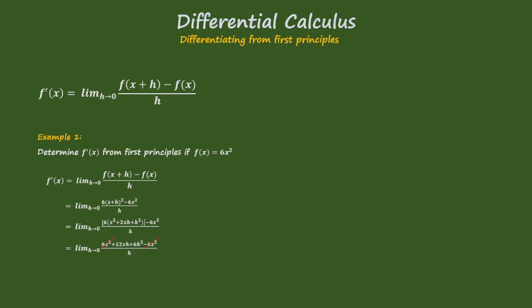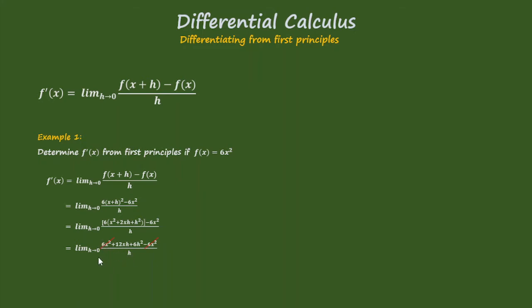The main point of this exercise is to simplify the numerator as far as possible so that all the terms in the numerator contain h. Now what we have done so far, we have cancelled out 6x squared minus 6x squared, and we are left with terms that contain h as the common factor. Why we do that is so that we can take out h as a common factor, so it can cancel out the h in the denominator.